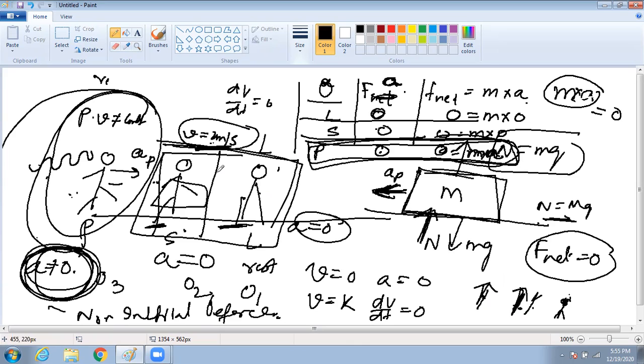So whenever there are this type of problems where there is a non-inertial frame of reference, that time the concept of pseudo force comes into the picture. Understood? There the requirement of pseudo force comes into the picture. Then what is pseudo force?